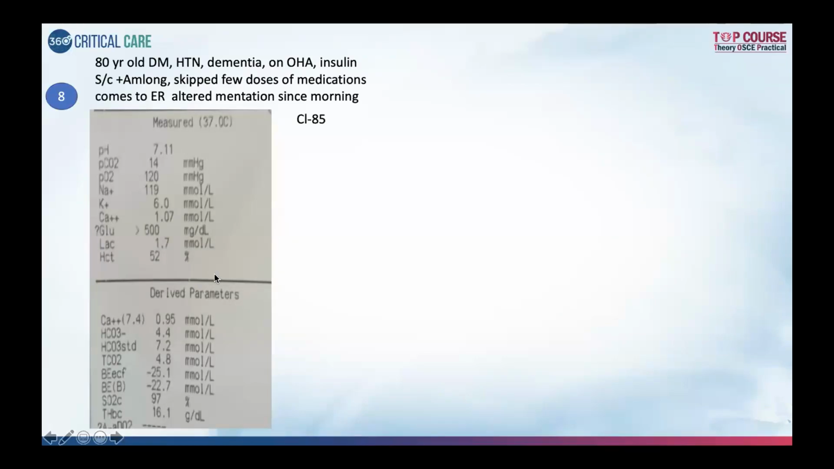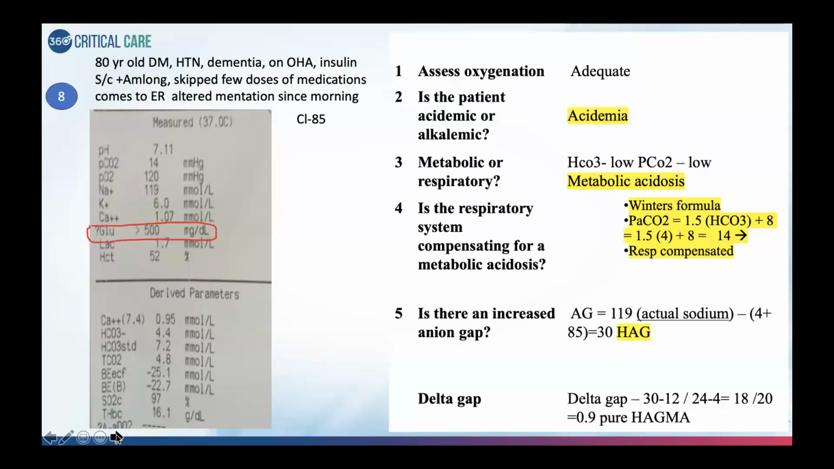Next ABG: 80-year-old diabetic, hypertensive, with dementia, on oral hypoglycemics and insulin, skips a few doses of medications, comes to the ER with altered mentation. Very easy ABG: pH 7.11, bicarb is going to be 4.1, and then PCO2 14. Here are the most obvious findings: glucose 500, sodium 119, potassium 6. So this is something.